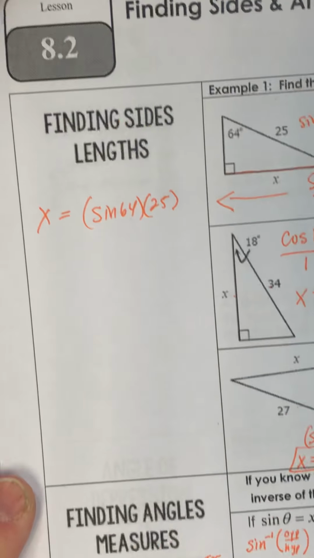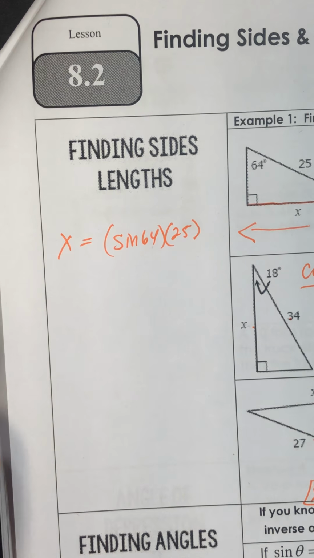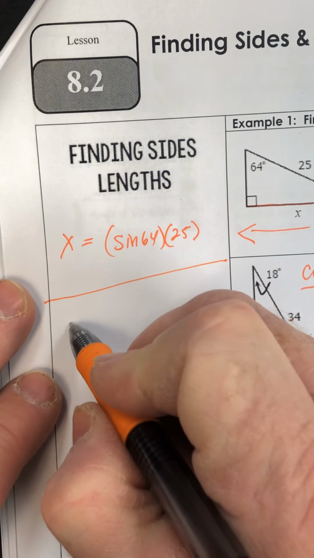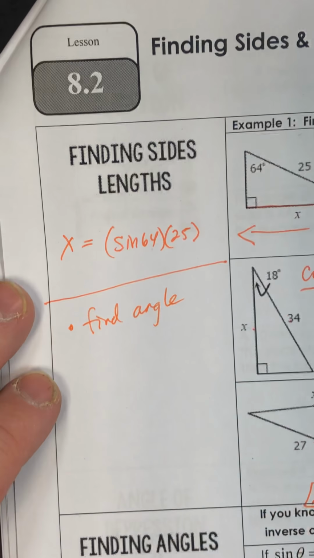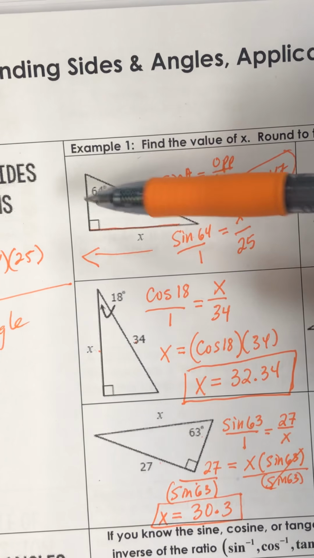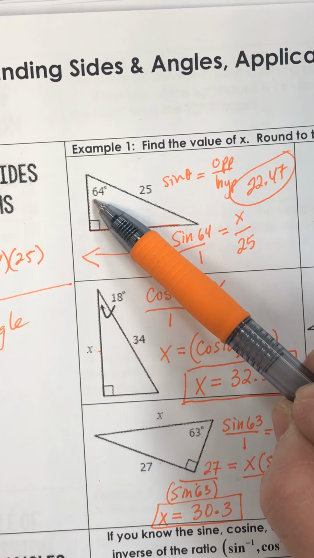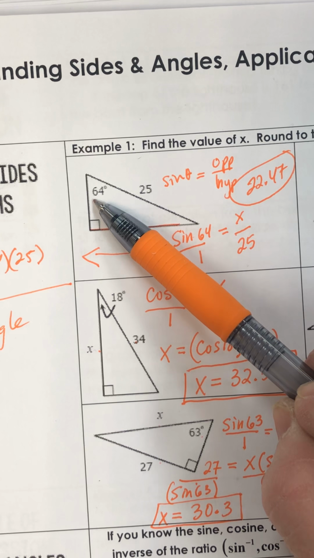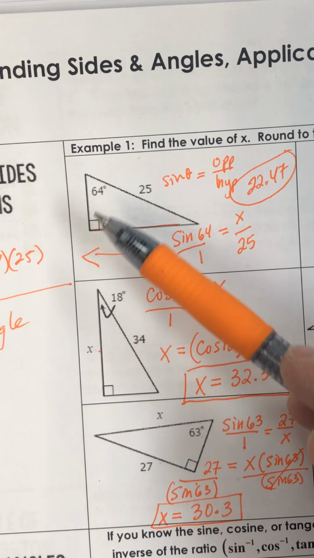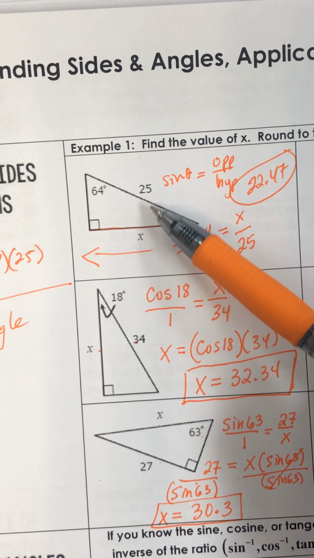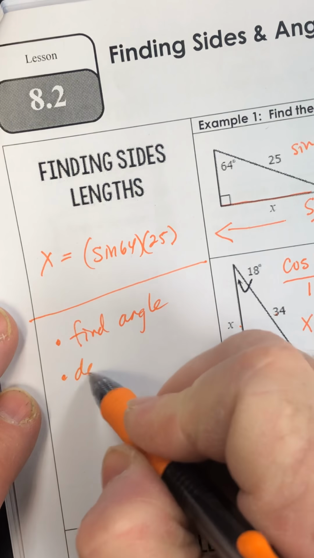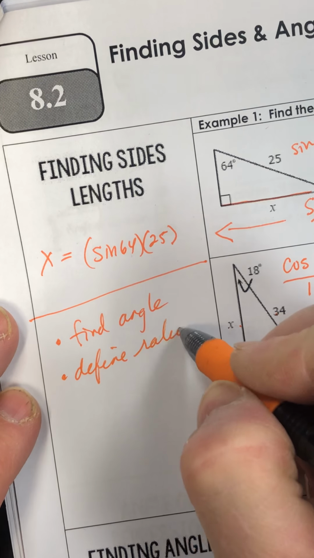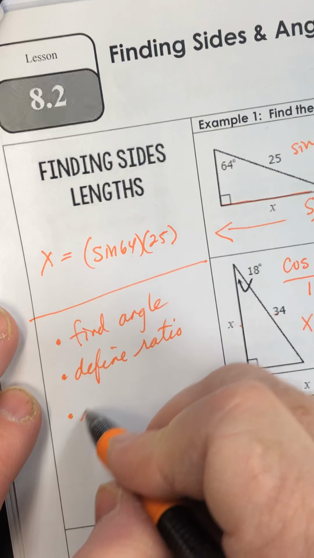Backing up a little bit, let's go through some steps here, just finding the side lengths. This is a little quicker. Our first step is you find what angle you're using. So in this first example, we find this angle. Then we define what ratio we have from that angle. What do we have from this angle of 64? We had the side opposite and the hypotenuse. So we defined the ratio. We said, okay, that's sine. And then we set up the proportion.